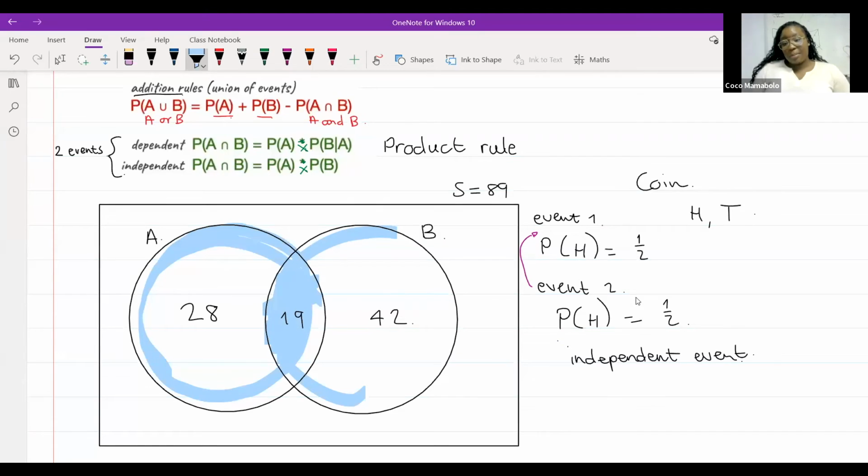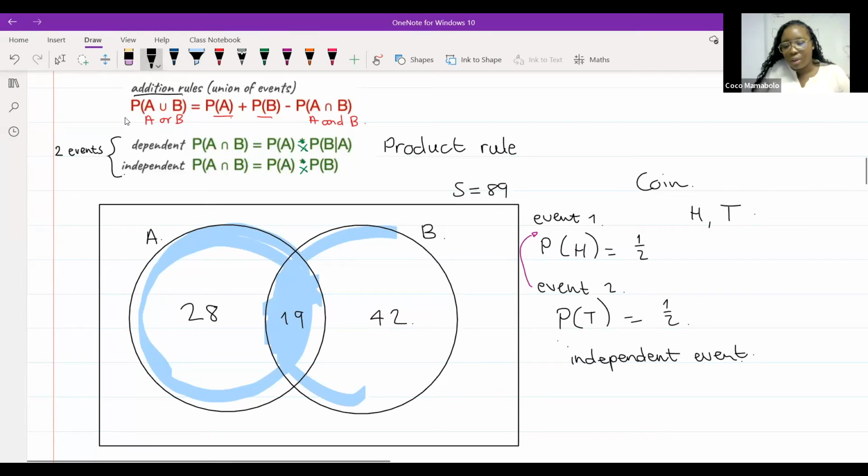Okay, as long as it doesn't matter. You can either write the probability of heads or the probability of tails. It won't change the idea. It's the exact same idea.